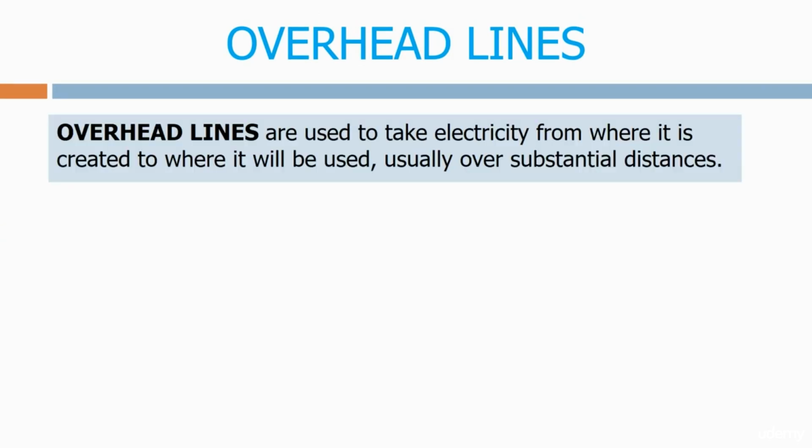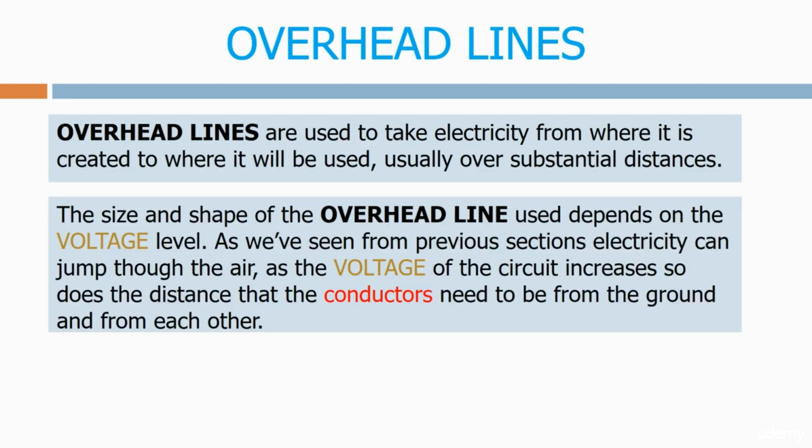Overhead lines are used to take electricity from where it is created to where it will be used, usually over substantial distances. The size and shape of the overhead line used depends on the voltage level. As we've seen from previous sections, electricity can jump through the air. As the voltage of the circuit increases, so does the distance that the conductors need to be from the ground and from each other.